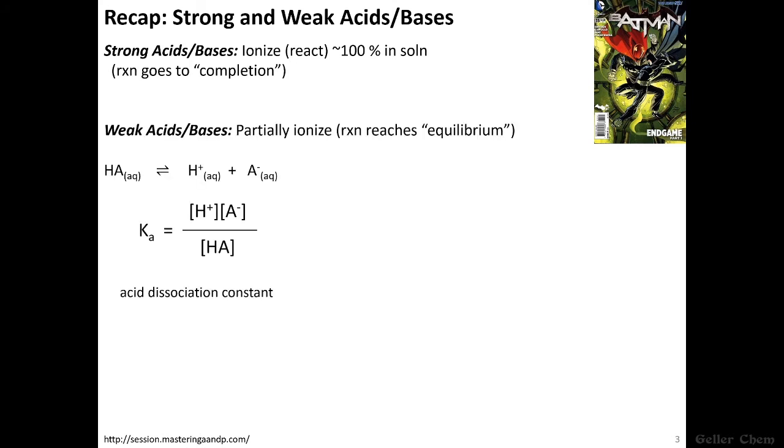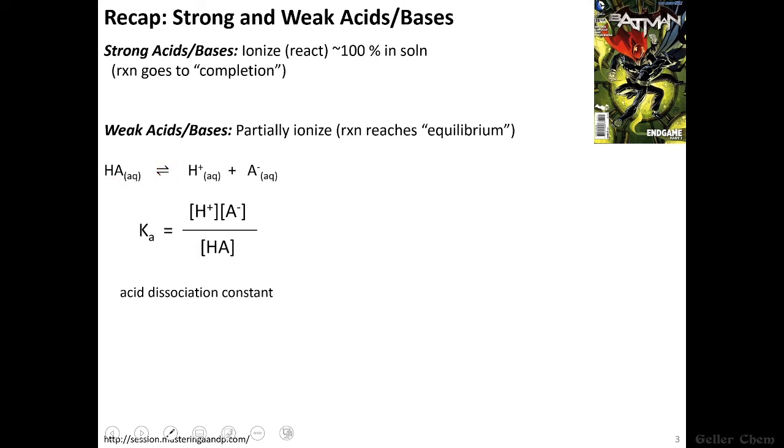So let's recap the definitions of strong and weak acids and bases. Strong acids and bases ionize, in other words, they react 100% in solution. The reaction essentially goes to completion. On the other hand, weak acids and bases only partially ionize. Their reactions reach equilibrium. A weak acid only dissociates so much into protons and a remaining anion before these two start to react together and reform HA, our weak acid, and an equilibrium is reached.